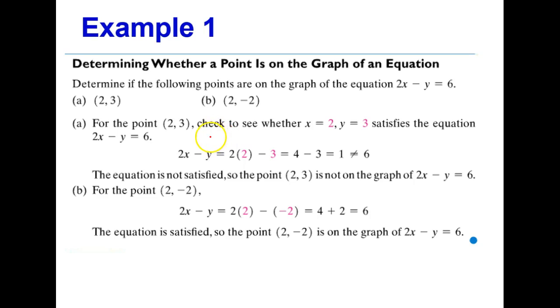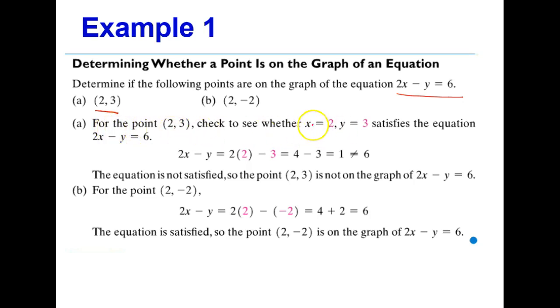So example number 1 in your book: we're going to first determine whether a point is actually on my graph of the equation. So here I'm given my equation 2x minus y equals 6. And it doesn't have to be written any certain way. We can look at any equation given any way. And we're asked to determine if this point here, (2, 3), lies on the graph of that equation. Because remember, the graph of an equation is all points that fit the equation. That's what the graph makes up.